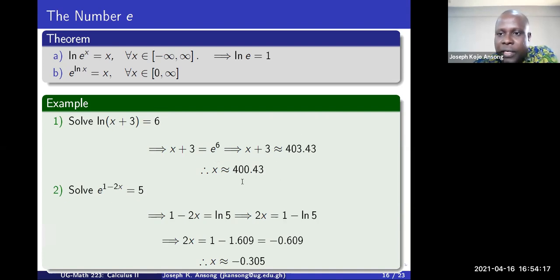If you wanted a number, right? Otherwise, you could just take 3 here and you have x is e to the 6 minus 3, and that will be your exact solution.